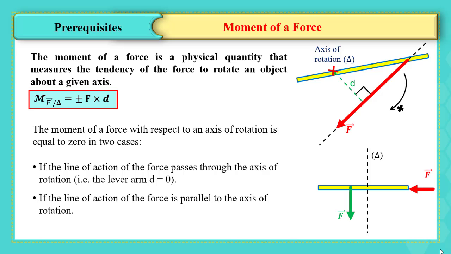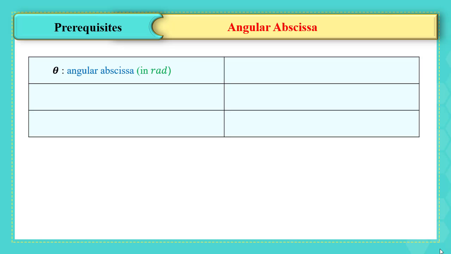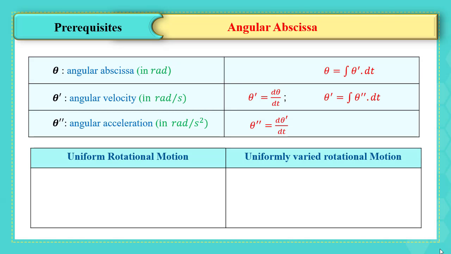We have defined in the previous year the angular abscissa as theta, which is in radians. Then we found that the angular velocity is given as theta prime, which is the derivative of theta, and the angular acceleration is the derivative of the angular velocity. Moreover, we said that we can integrate theta double prime and find theta prime, and also integrate theta prime to find theta. Defining the type of motion helps us in understanding this idea.